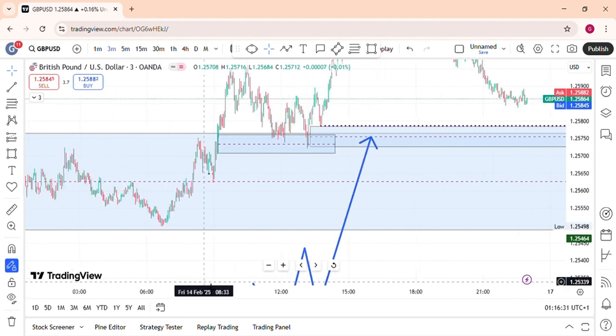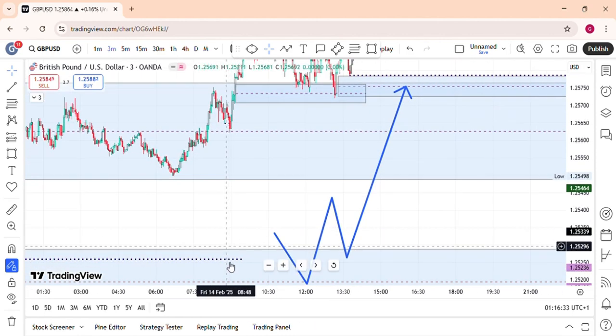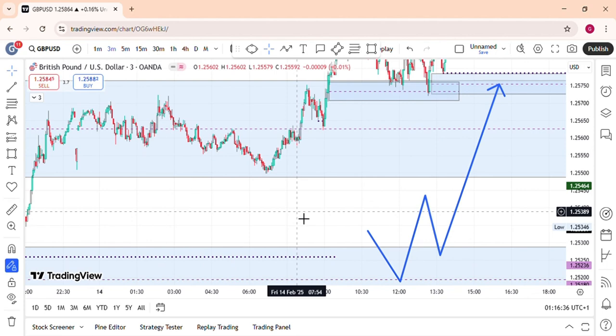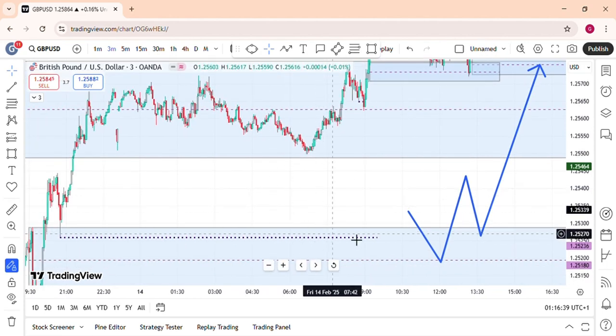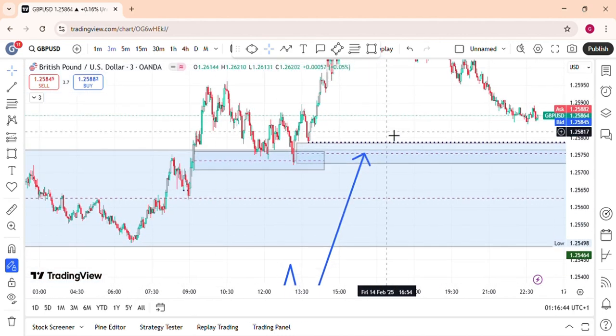This is the GBPUSD backtest for the week. So I started from the ending of January to February 15th.